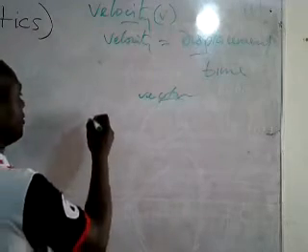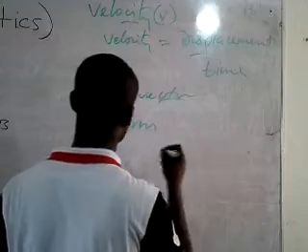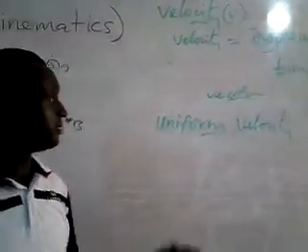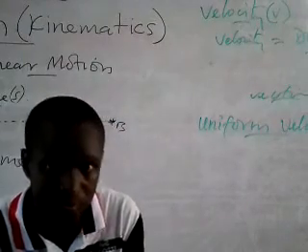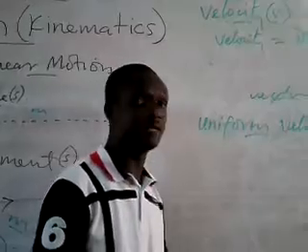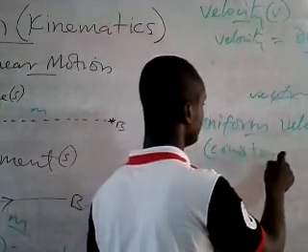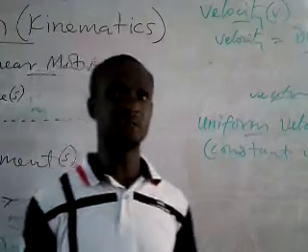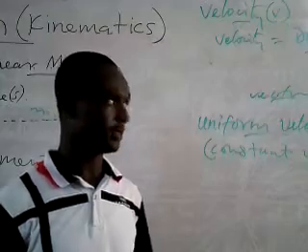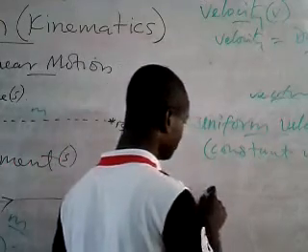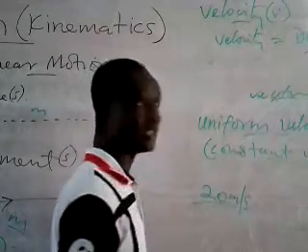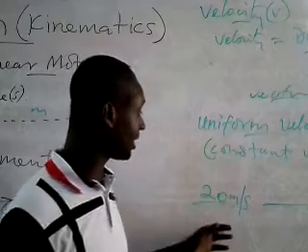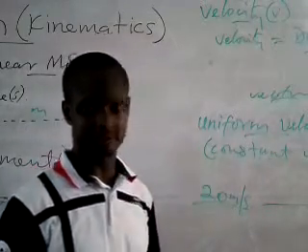You also have what we call uniform velocity. When you say uniform velocity, it means the velocity of a particular object does not change. We can also call this constant velocity. That is, when the rate of change of displacement is constant. If a vehicle is moving with 20 meters per second, and it uses this velocity throughout the journey, then we say the vehicle or the car is undergoing uniform velocity.